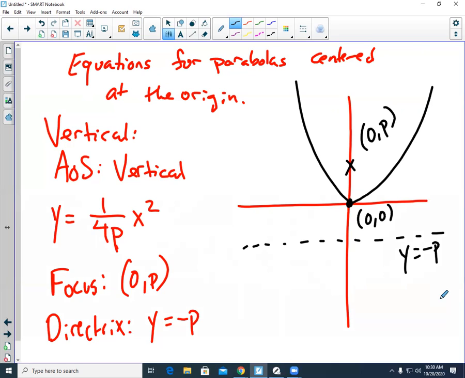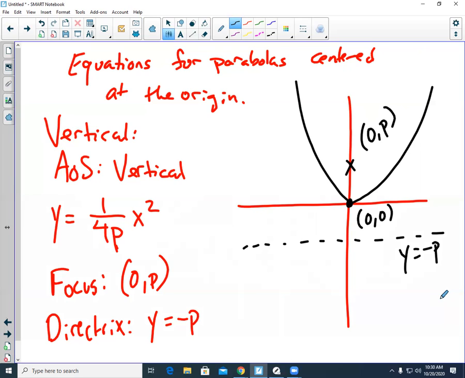Now that takes care of both vertical pointing up and vertical pointing down. You always look at whatever the p-value is. Don't say that it has to be positive. It's just whatever the p-value is. So if it's pointing up, it would say like 0, comma 4. You would plug in 4. If it's pointing down and the focus was down here and it was like 0, comma negative 4, you would plug in negative 4. Okay, whatever the p-value is, that's what gets plugged in there.